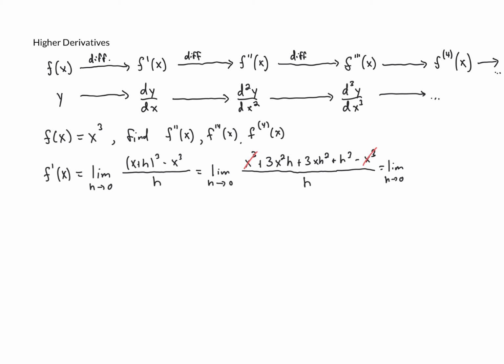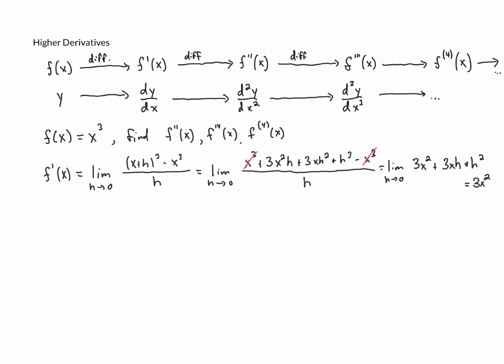But when we divide all of those terms, we're going to get 3x squared plus 3xh, because h squared divided by h is h, and then plus h squared. And if we're looking at the limit as h approaches 0, those last two terms are going to equal 0 when we plug in 0 for h. And so what we're left with is just that first term, 3x squared. So that is the first derivative.